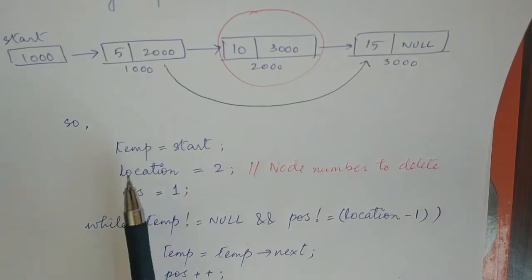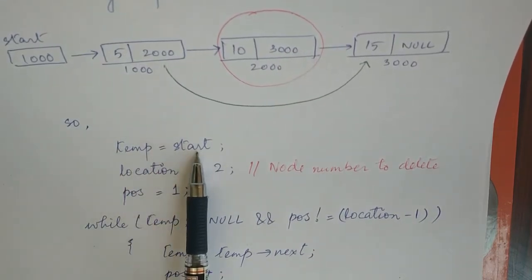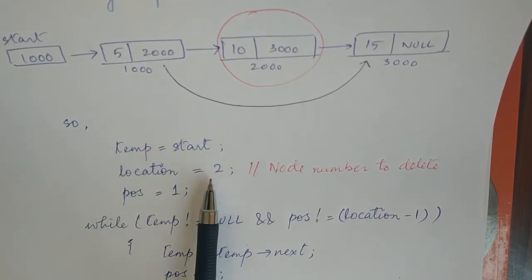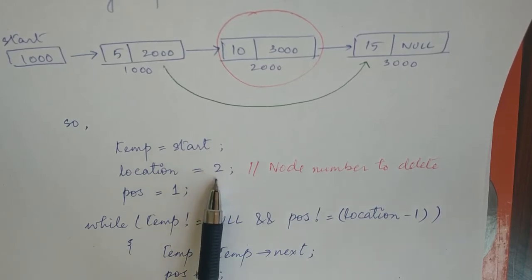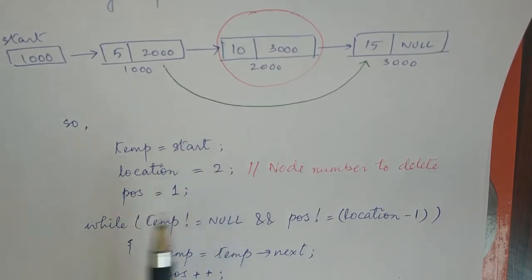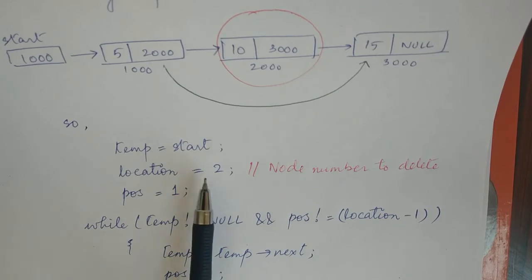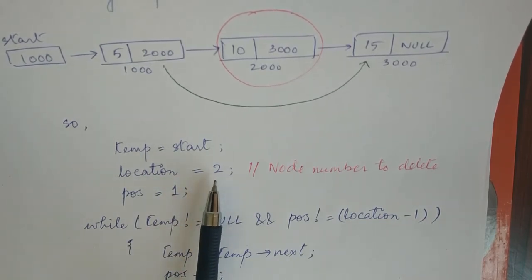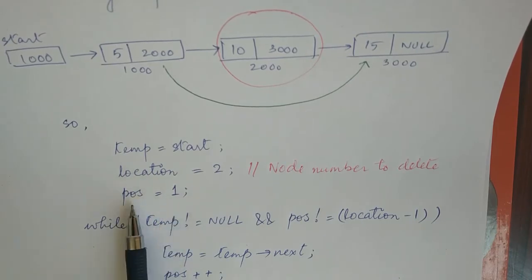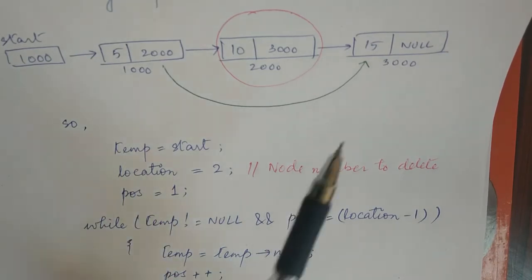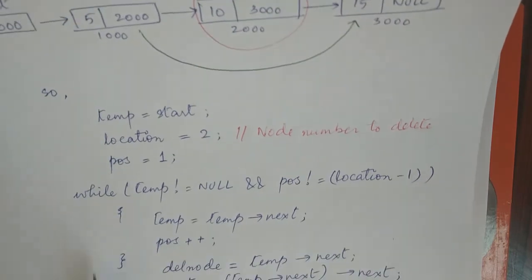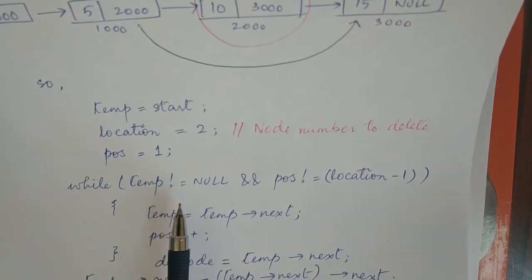So what we do, we say temp is equal to start. Location is 2. Let's say I am given the location 2 for deletion, not the value 10. It can be value 10 or location. So right now let's go with the location. So I've been asked to delete node number 2. This is my loop variable, which I will use to loop and then get to the correct position to do this pointer change. So while temp is not equal to null, this is my condition.